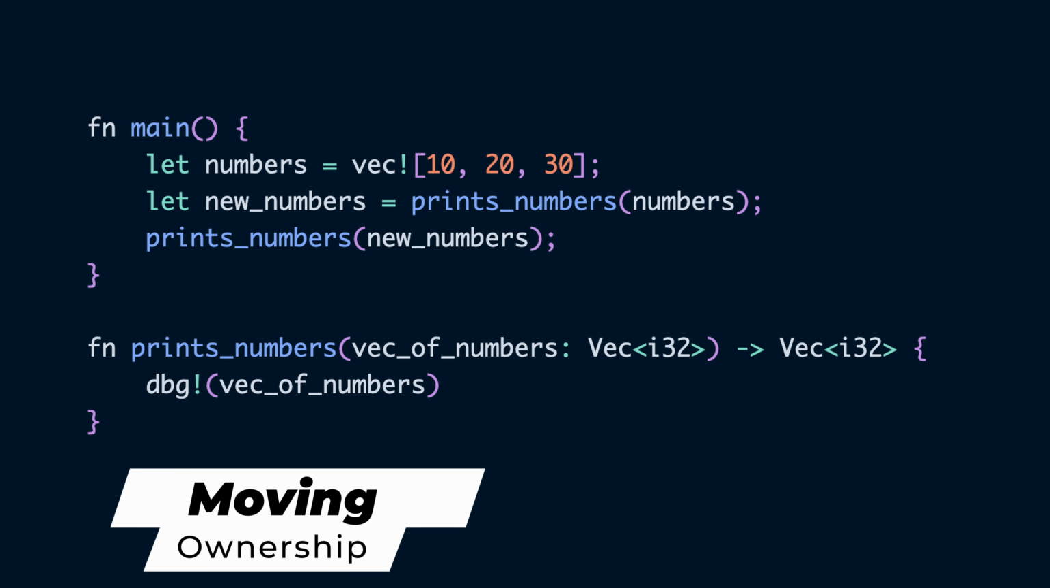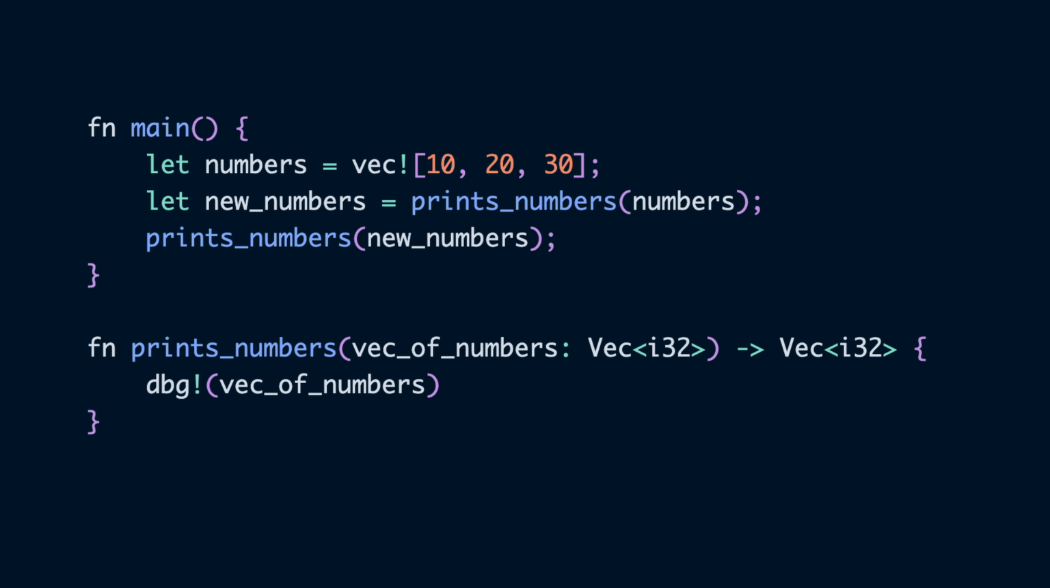We can also continue moving the data once we've moved it into the function by moving it back out. The prints numbers function can take ownership of the vec of I32s and return it as the return value. The debug macro in this case also takes ownership of the vec of I32s and returns the value it took ownership of. So remembering that Rust is primarily expression-based, the value returned by the debug macro is in turn returned from the function. Since we're moving out of numbers, we have to create a new variable to own the returned value of prints numbers. This new numbers variable is what we'll pass into the second function, moving the data again.